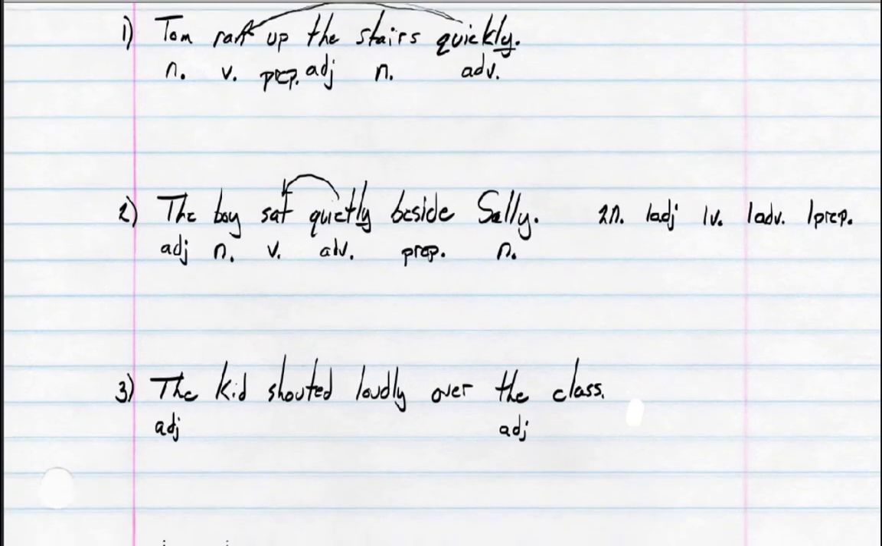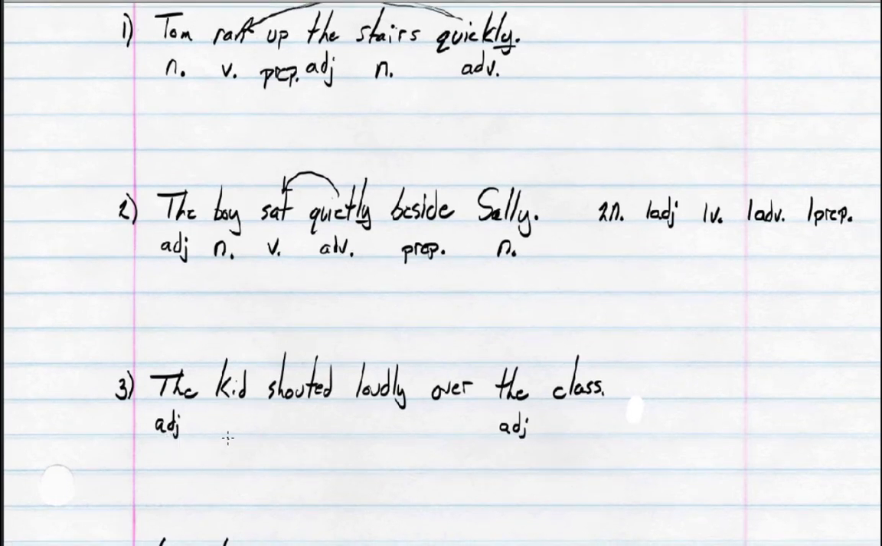Moving on to the last sentence. The kid shouted loudly over the class. We already have two of these words figured out. Go ahead and give it a 5 second shot here, and I'm going to start filling in how many of each we have. I'm filling these in. You can check as you're going. In your notes, if you don't want to write out how many are in each sentence, you don't need to do that.